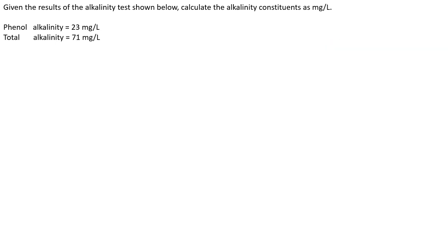All right, let's do another one. Given the results of the alkalinity test shown below, calculate the alkalinity constituents as milligrams per liter. So your P alkalinity is 23 milligrams per liter, and your total alkalinity is 71 milligrams per liter.